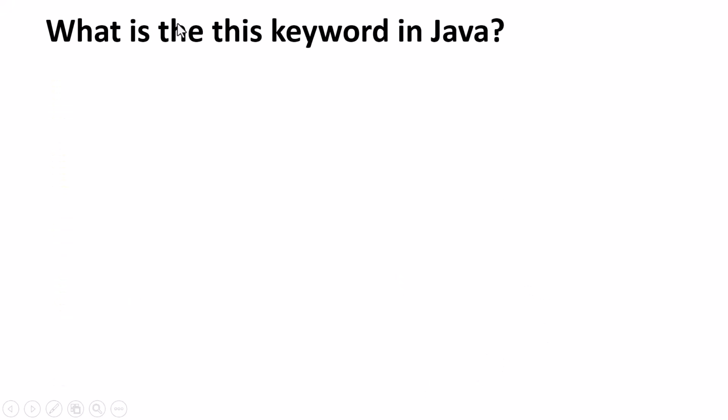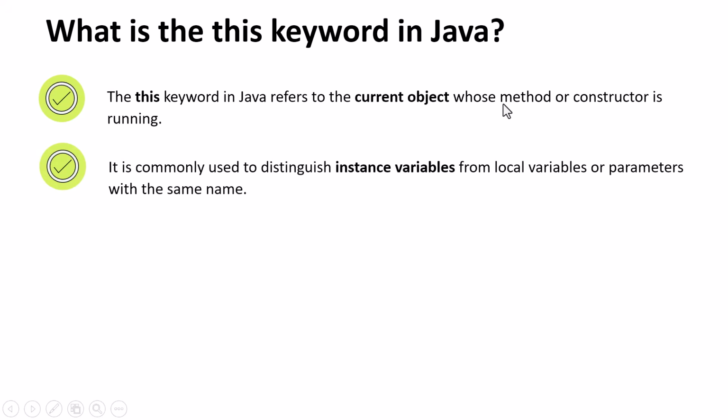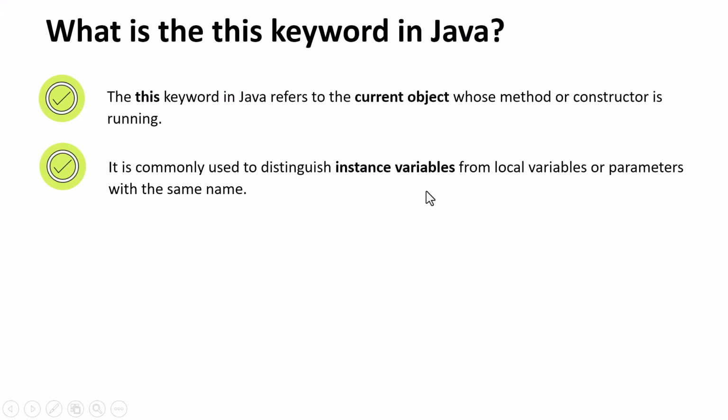Next question. What is this keyword in Java? This keyword in Java is a reference to the current object. It is used inside instance methods and constructors to refer to the object whose method or constructor is currently running. One common use of this is to distinguish instance variables from local variables or constructor parameters with the same name. For example, if a constructor parameter is called name and the instance variable is also called name, then this.name refers to the instance variable of the current object.